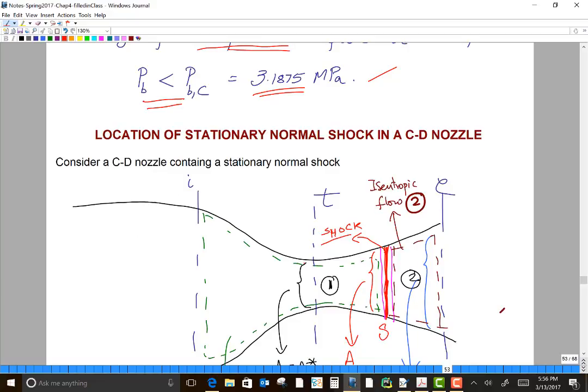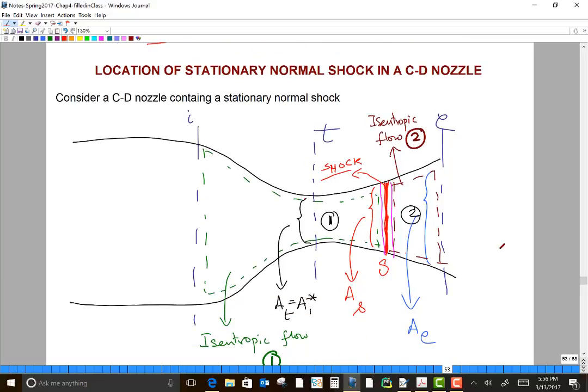Now the next part of this problem solving is the following. We need to identify what is called the location of a stationary normal shock in a converging diverging nozzle. This is kind of the flip version of the problem that we have solved, right? So far what we have looked at is, I give you AE by AT or the design Mach number, and I give you PR, the reservoir pressure. Now compute the PB that is required for a shock to exist at a certain location. That's how we have solved problems so far. Now we are going to flip the problem.